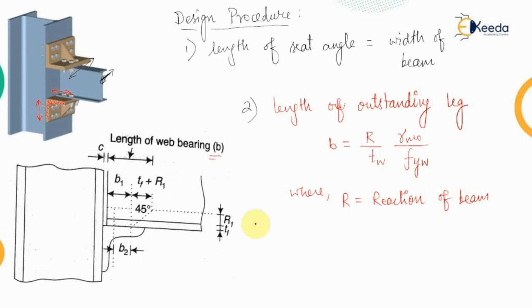Now in the next step, we will find out the length of the connected leg. To find out the length of the connected leg, in the next step we will calculate the length of the bearing on the seat. For this we will take care of the dispersion angle, which is kept equal to 45 degrees. Now for 45 degree dispersion, we will take care of the B1 value. We are calculating this B1 value, and that will be equal to B, that is the total length of the web bearing that has been denoted here, minus this factor.